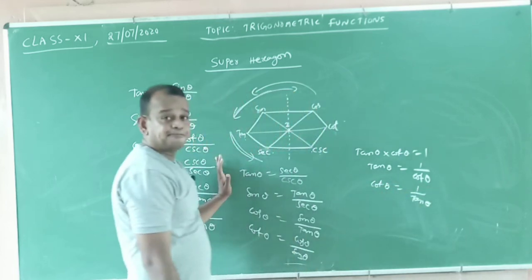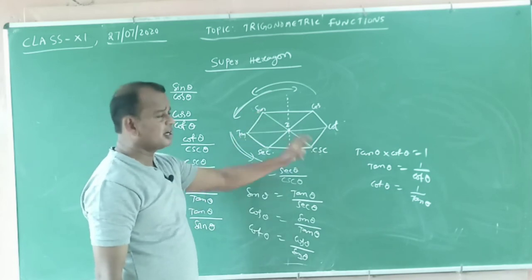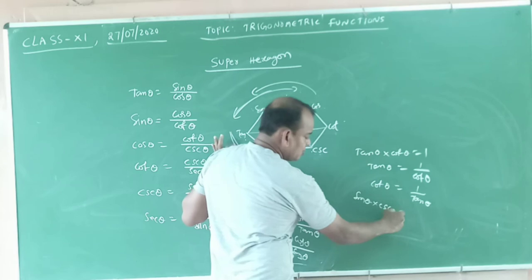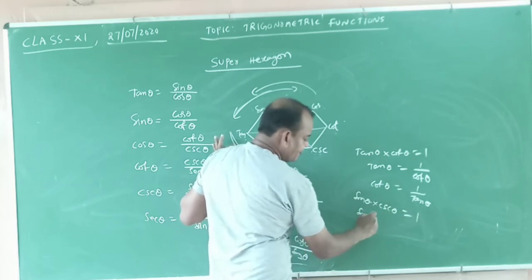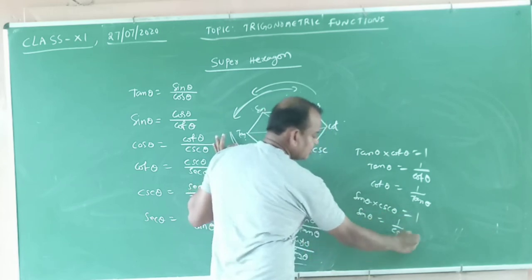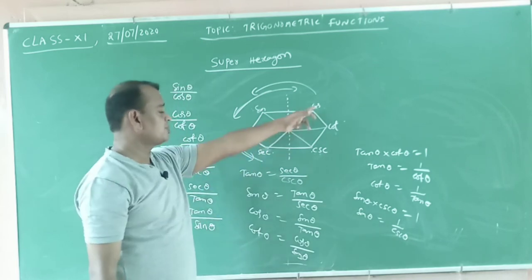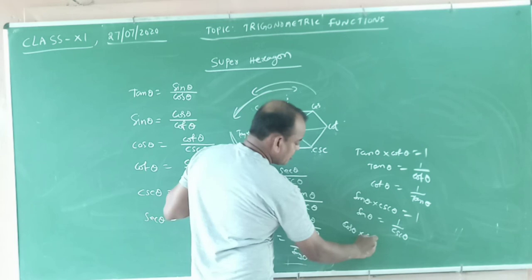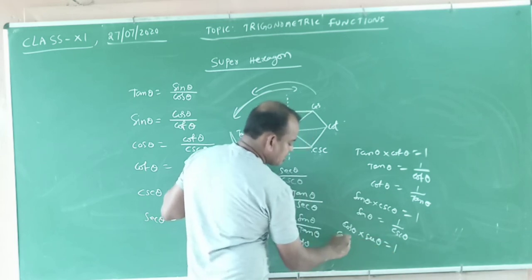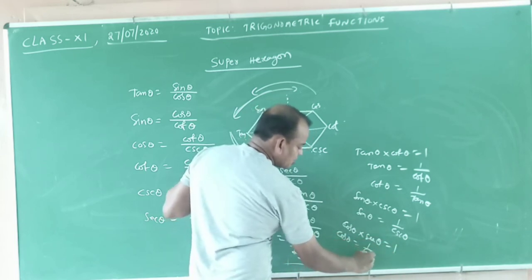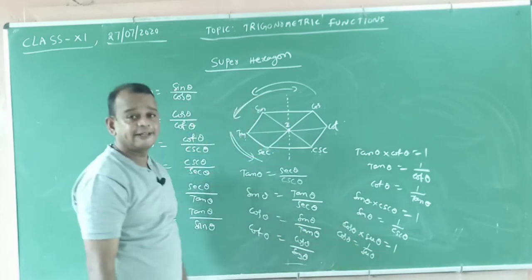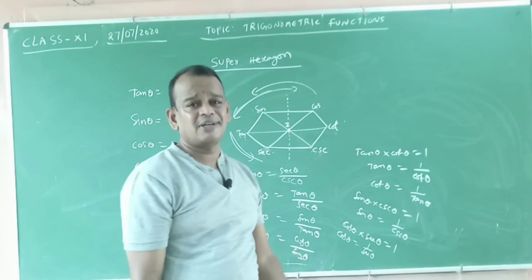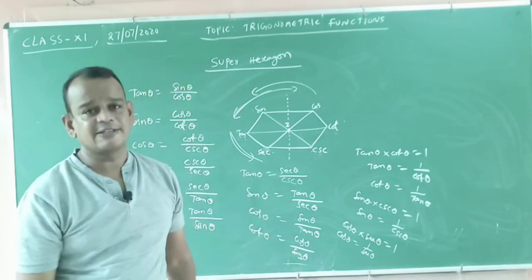Similarly, sin and cosecant are the reciprocals. Now sin theta into cosecant theta is equal to 1. Now sin theta is equal to 1 by cosecant theta. Now secant theta and cos theta are reciprocals. Now cos theta into secant theta is equal to 1. Now cos theta is equal to 1 by secant theta. Now secant theta is equal to 1 by cos theta. By using this one, you can write so many formulas. This is the super hexagon.